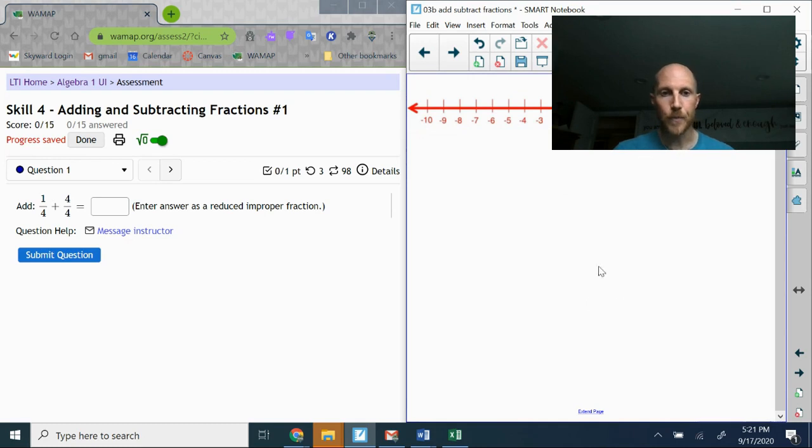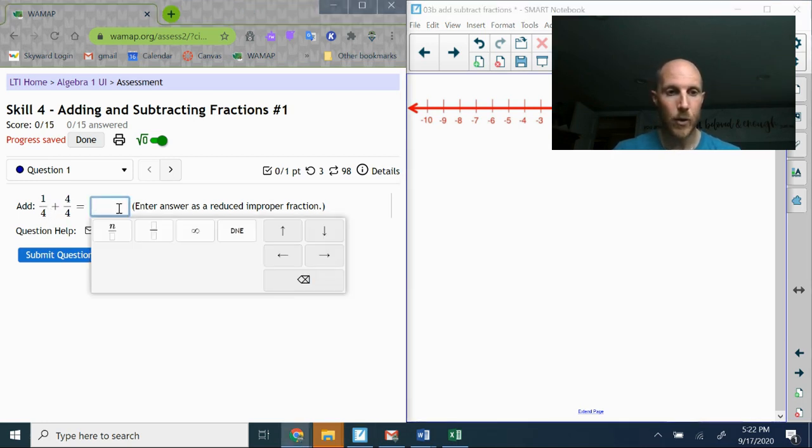Okay, so I've got workspace here, and I am just going to look at a couple of the examples out of the assignment for today. So we'll start here. So I got 1/4 plus 4/4. Okay, so I already have a common denominator. They both have a denominator of 4, so I'm just going to add the tops together. 1 plus 4 is 5, and the denominator stays the same.